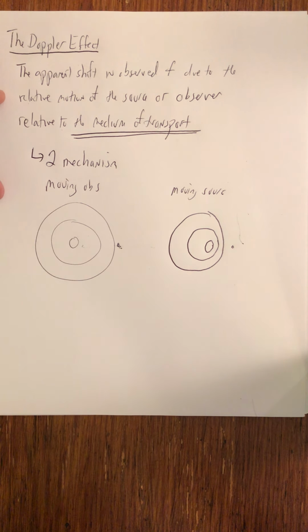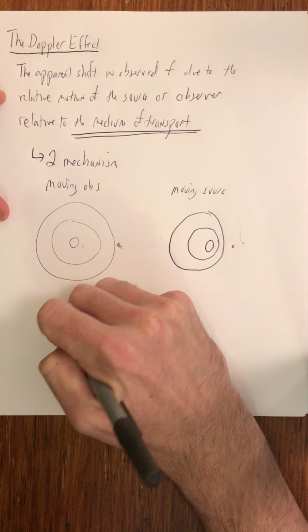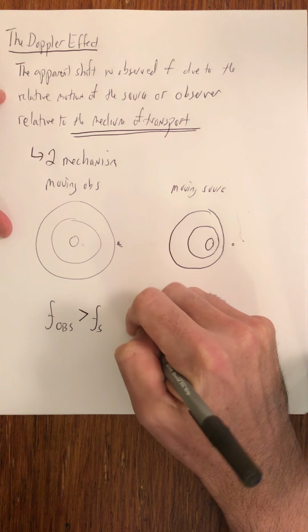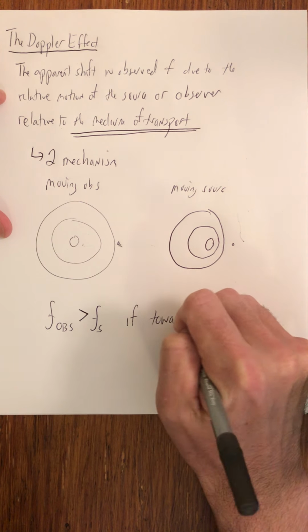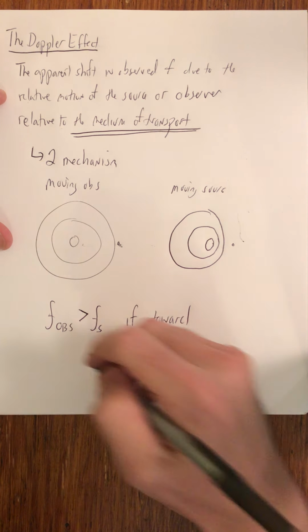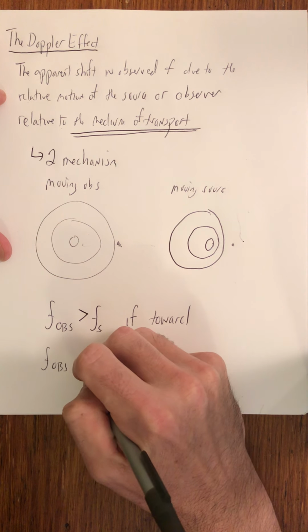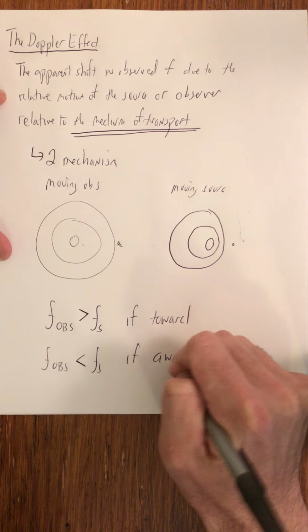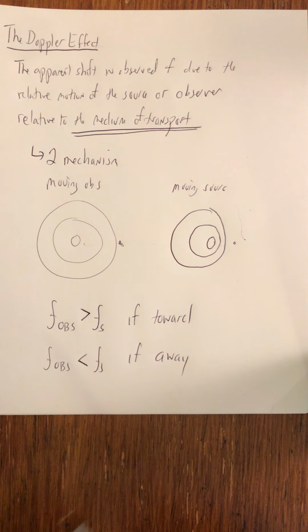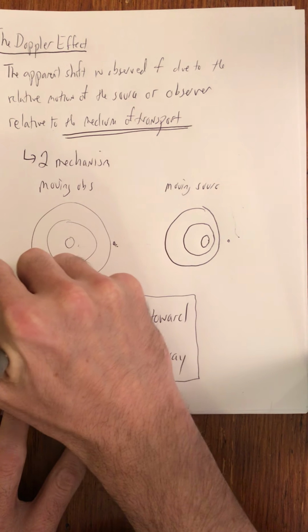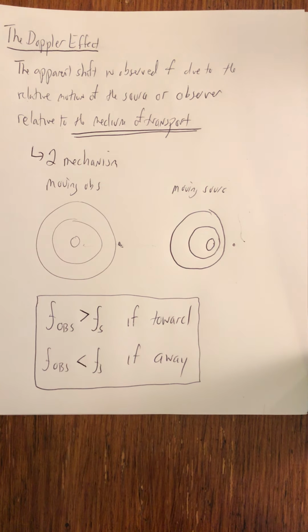And at the end of the day, we have to just remember a couple of things. The observed frequency is going to be greater than the source frequency if either the observer is moving towards the source or the source is moving towards the observer. And the observed frequency is less than the source frequency if they go away, right? If the observer is moving away from the source or the source is moving away from the observer. Keep this in mind, because that's going to be our sense check over and over and over again.